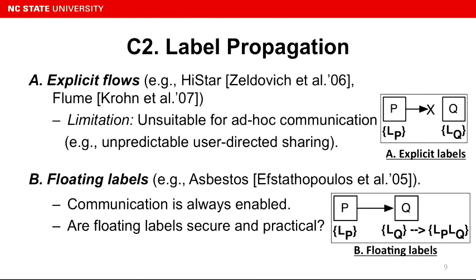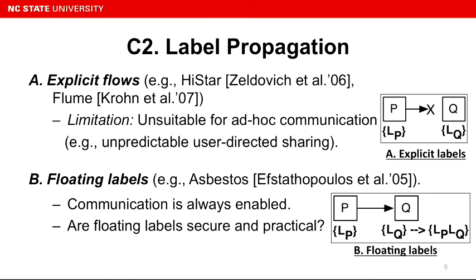Now in terms of label propagation, again we have two options. There is a class of system that proposes explicitly defining labels and explicitly changing labels on subjects. So if there are two subjects P and Q, and if P and Q have different labels right now, such systems expect P or Q or both to change their labels in time for any communication to occur. If P and Q don't adjust the labels in time, then the call is simply denied.